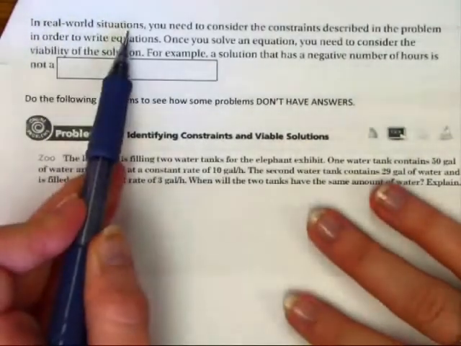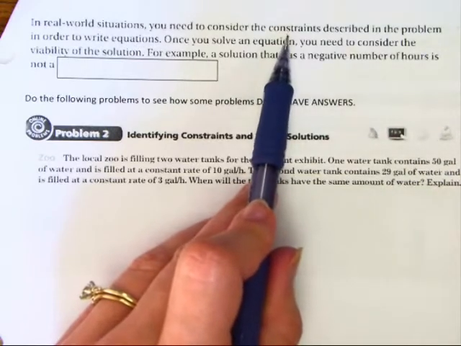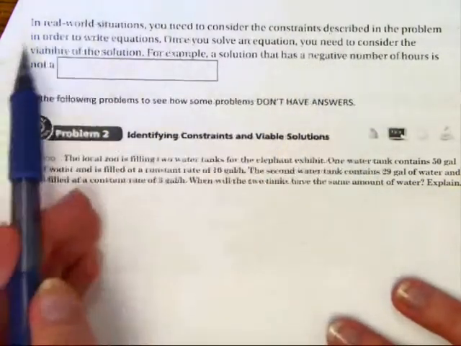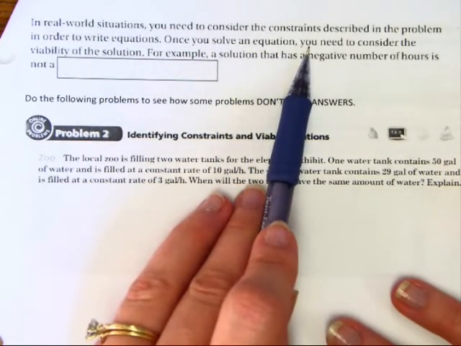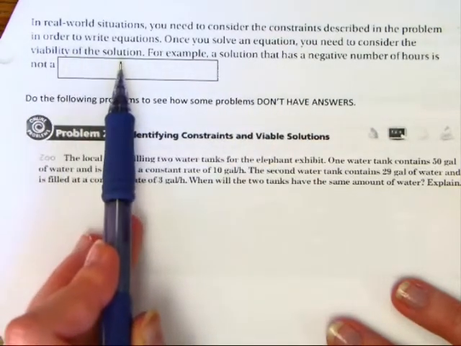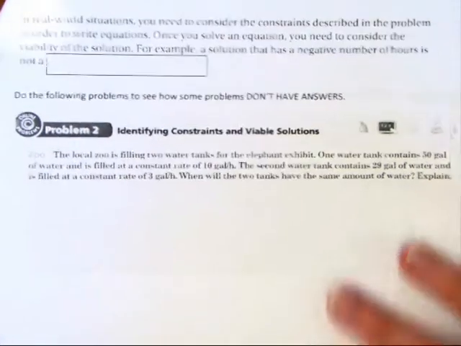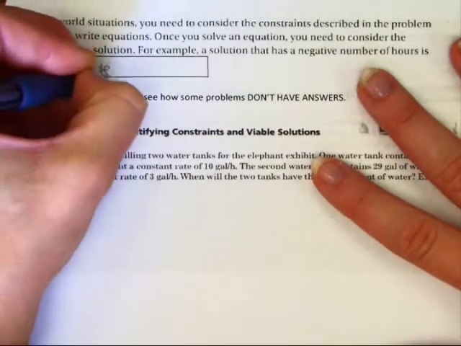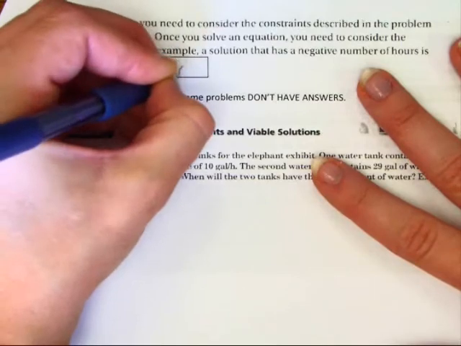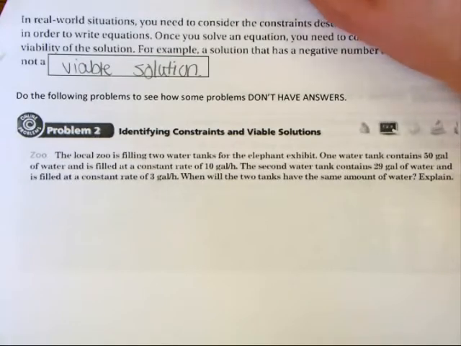In a real-world situation, you definitely need to consider the constraints. Now, constraints are like things that are working against you, things that won't ever happen, described in the problem in order to write the equations. Once you solve an equation, you should definitely consider the viability of the solution. For example, a solution that has a negative number of hours is definitely not a viable solution. Okay? As we go on to problem 2, we're going to see when, if this might happen.